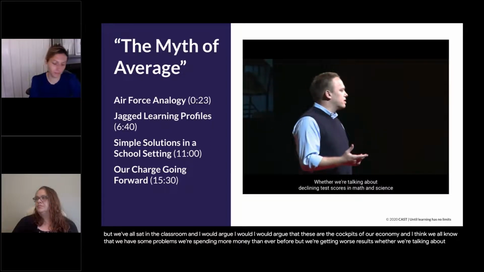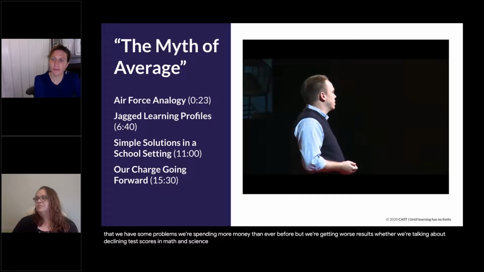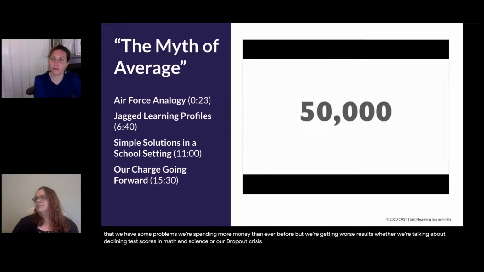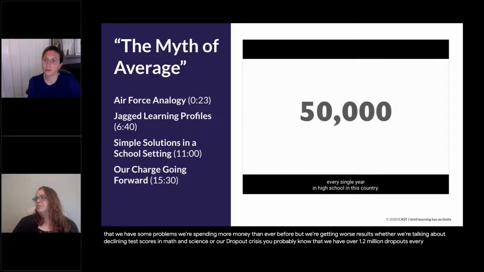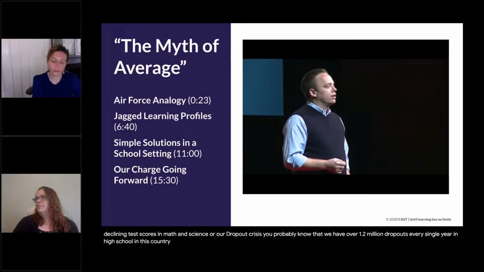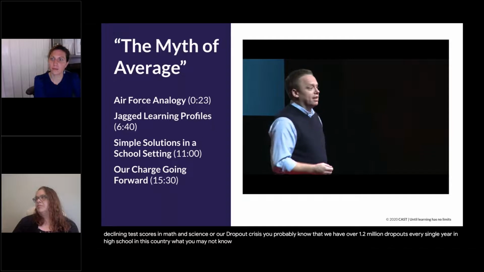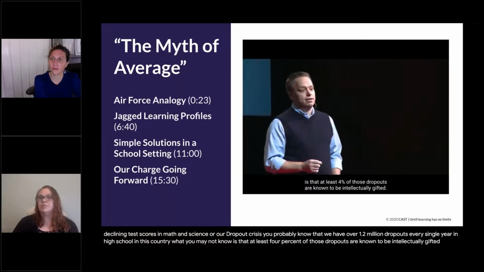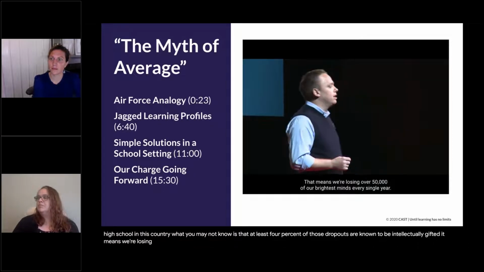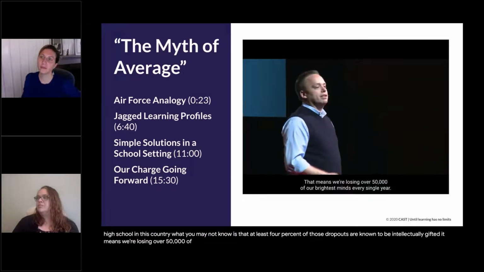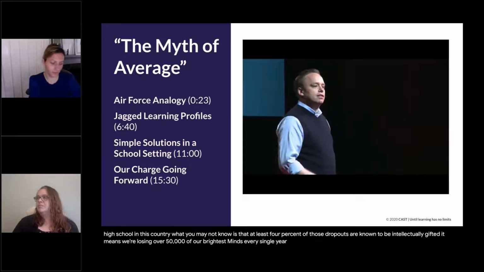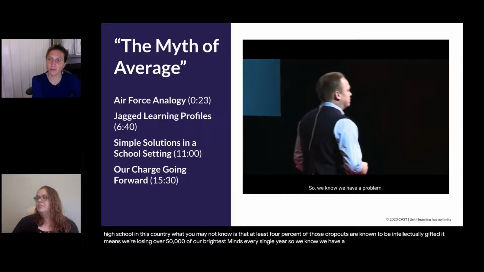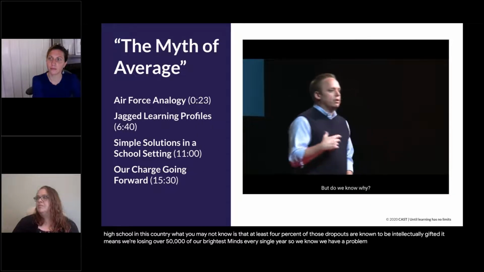Whether we're talking about declining test scores in math and science or our dropout crisis, you probably know that we have over 1.2 million dropouts every single year in high school in this country. What you may not know is that at least 4% of those dropouts are known to be intellectually gifted. That means we're losing over 50,000 of our brightest minds every single year. So we know we have a problem, but do we know why?